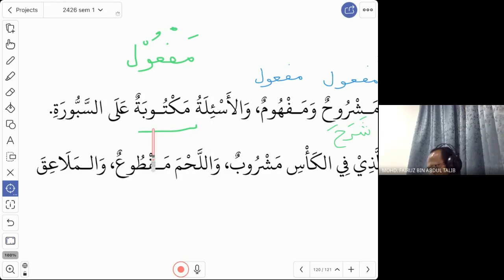Wal as'ilatu maktub. And here, why do you have the ta? Because as'ila is a jama' word. So when it is a jama' word and it is for an object, inanimate object, then you use it as a mu'annas. That is why here we say maktuba instead of maktub. Wal as'ila maktuba ala sabura, and the questions are written on the blackboard or on the board, right? So this is the jumlah, first jumlah.